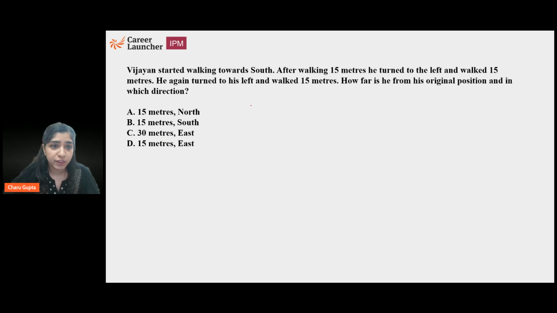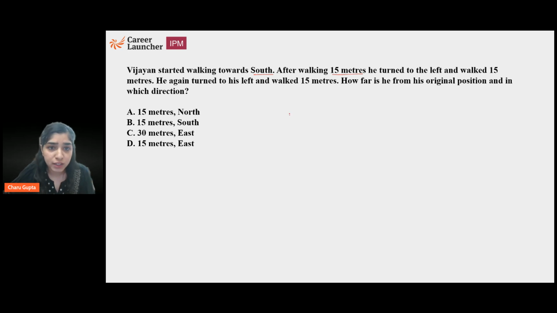Directions. Very easy. Vijayan started walking towards south. After walking 15 meters, he turned to the left and walked 15 meters. He again turned to his left and walked 15 meters. How far is he from the original position and in which direction?